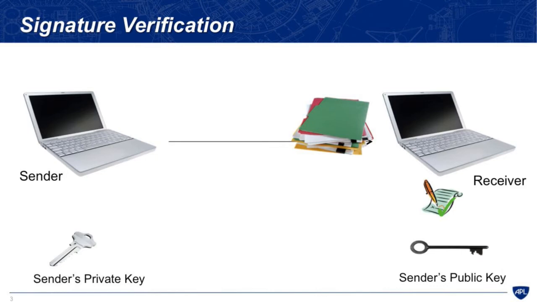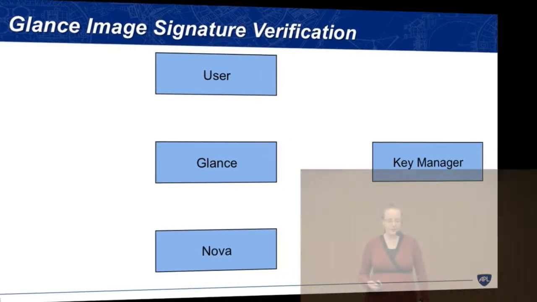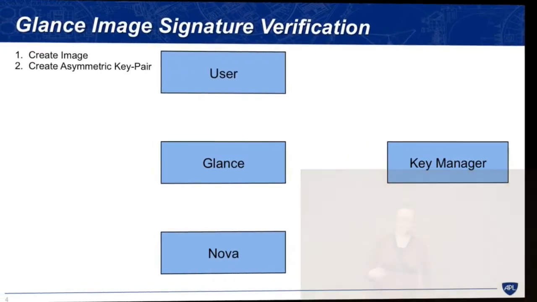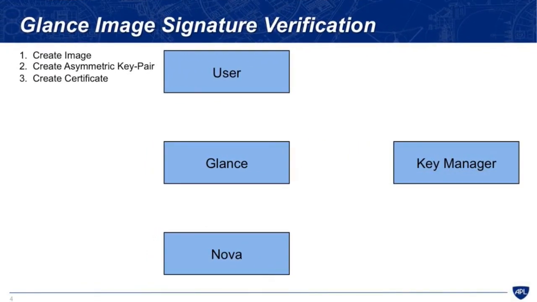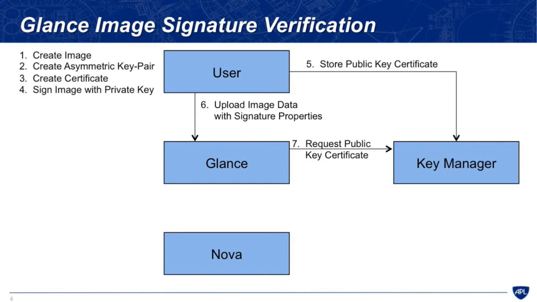And they can confirm. So in order to add this signature verification to the normal boot path, we have to add a key manager to this approach. The user creates an image, then creates a key pair, creates a certificate with this key pair, and then signs a hash of the image using the private key. The user uploads the certificate to the key manager, and then uploads the image data along with the signature metadata. Glance, seeing that the image has signature metadata, then retrieves the public key certificate from the key manager, verifies the image signature, and provided that signature verification succeeds, goes ahead and stores the image.